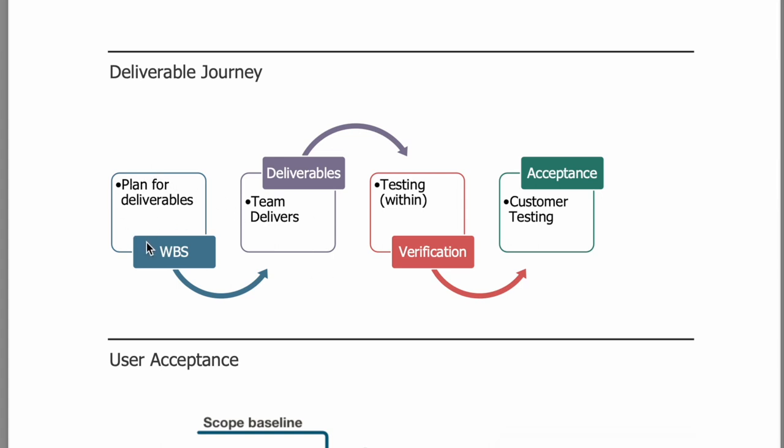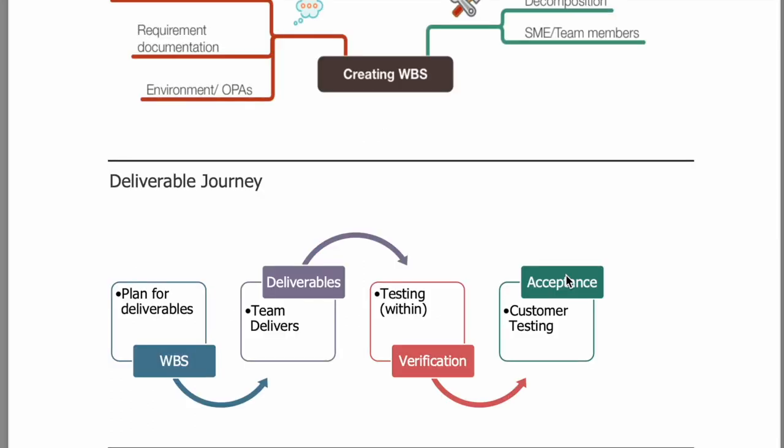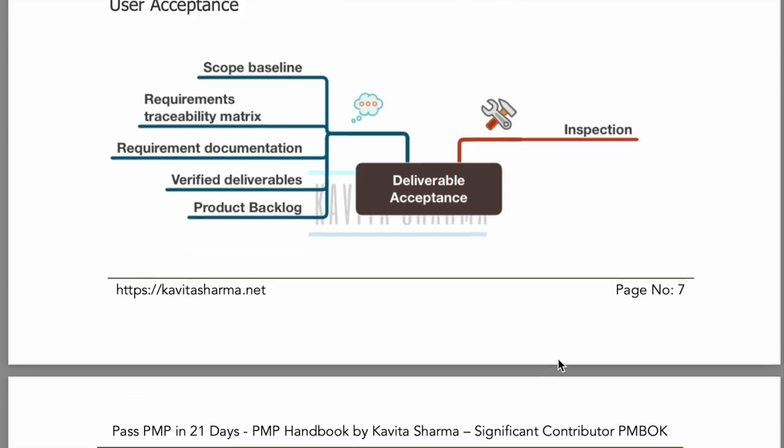We plan for WBS or deliverables. My team delivers the deliverables. I do not show the deliverable to the customer directly. Rather than that, I do a QC or testing, which is called the verification process or QC process. And then I show it to the customer in the process called validate scope. Just remember that process name because it's coming up, but still it's a good idea to remember it. So the customer does the acceptance in the validate scope process.